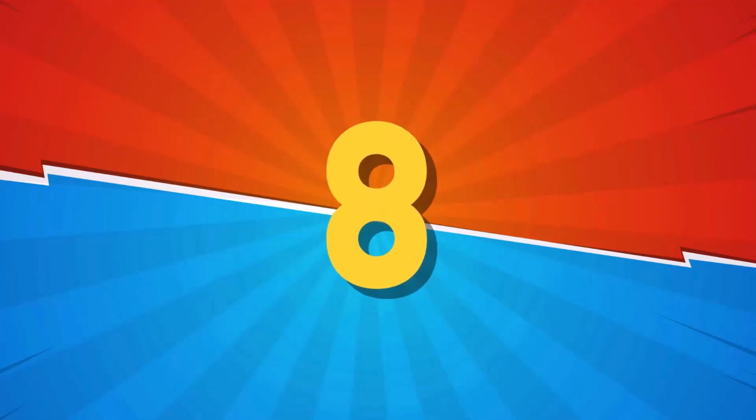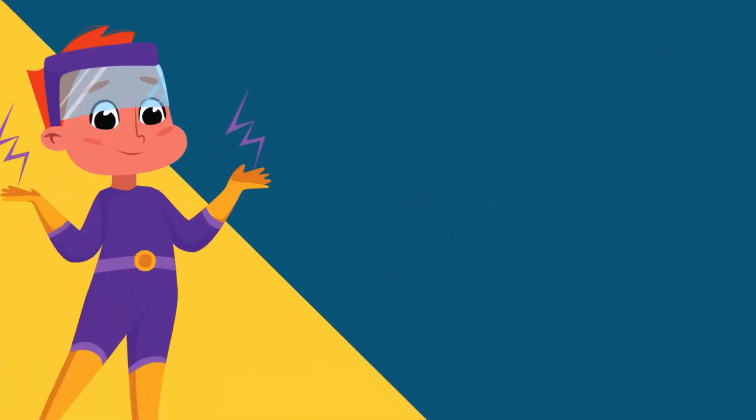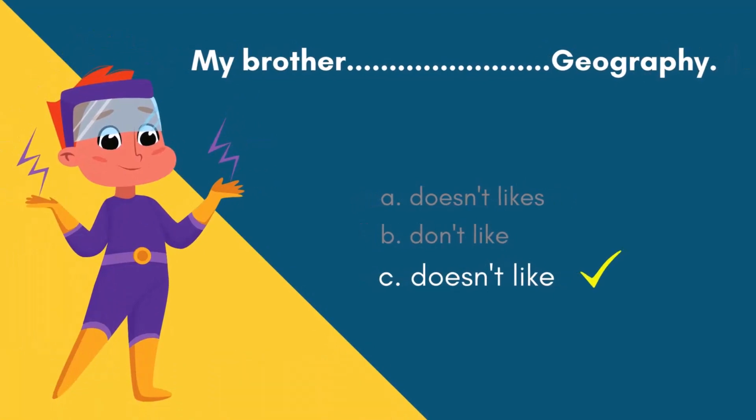Number 8. My brother dash geography. A. Doesn't likes. B. Don't like. C. Doesn't like. Answer is C. Doesn't like.